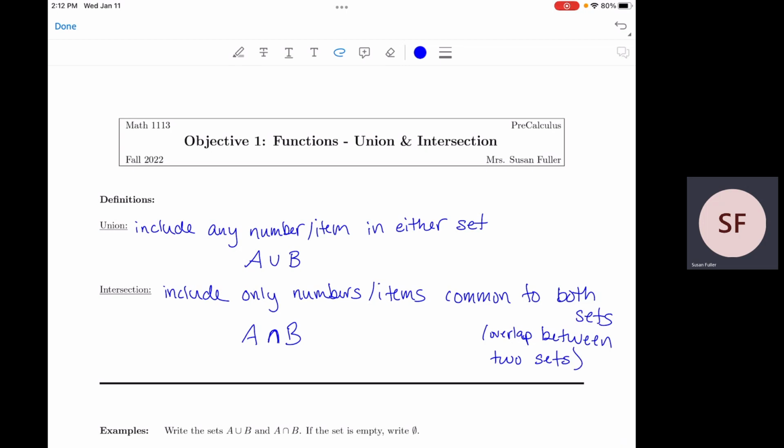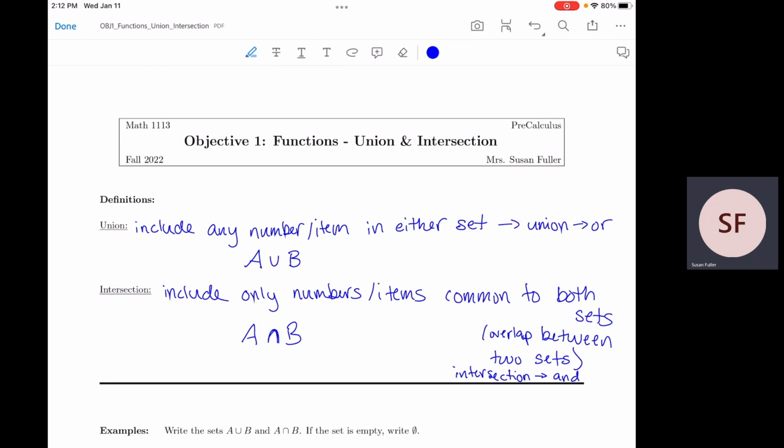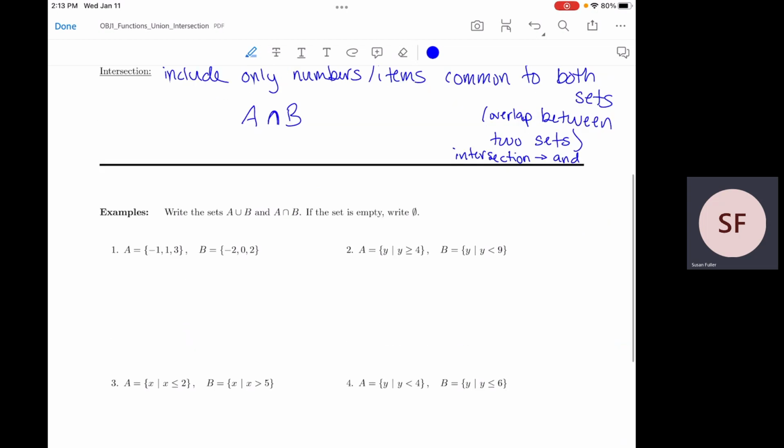And for a union, I want to mention here because this will be helpful: union basically means or, and an intersection basically means and. In a union, if it is in A or B, it goes into the union. To be in the intersection, it has to be in both A and B. So the union means or, and the intersection means and. That's basically what union and intersection mean.